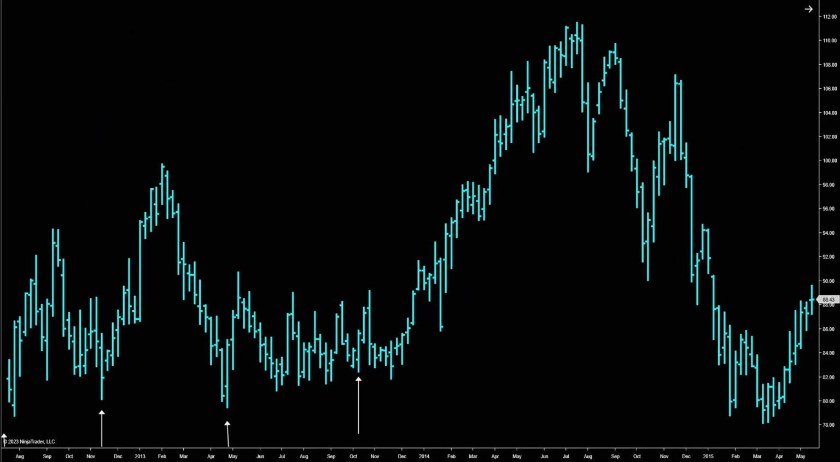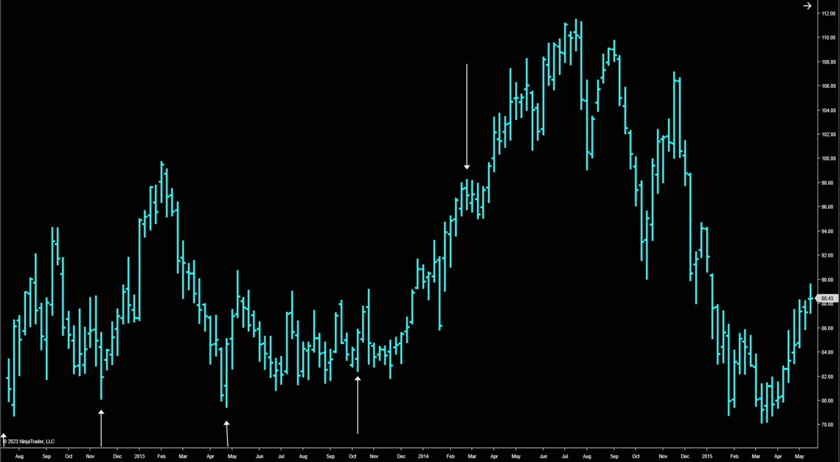A small low in a congestion area, end of September of 2013. Very small low, very, very small low. And we check the uptrend, turning price sideways down. February of 2014.